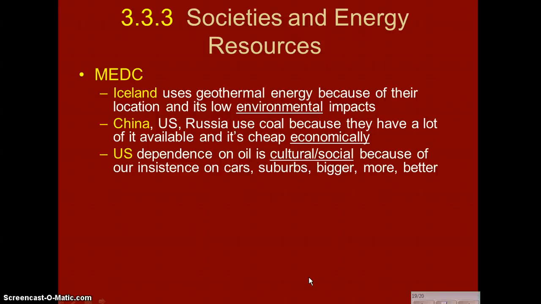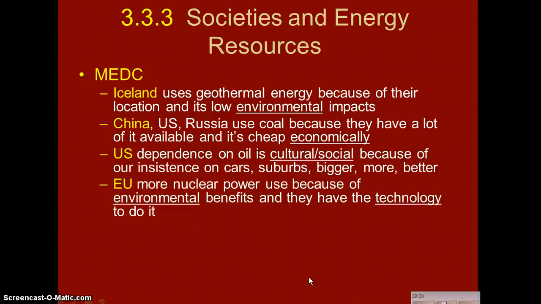The US, some of the reasons we depend on oil and coal is it's cultural, it's social. Our cars are built for that, and that's what we're used to. So a lot of these things are tradition. A lot of them have to do with our economic goals. The EU, a lot of it's nuclear power there. That's what they are trained on. They have the technology to do it, and they find the environmental benefits are worthwhile, not having all of the disadvantages of some of the fossil fuels.